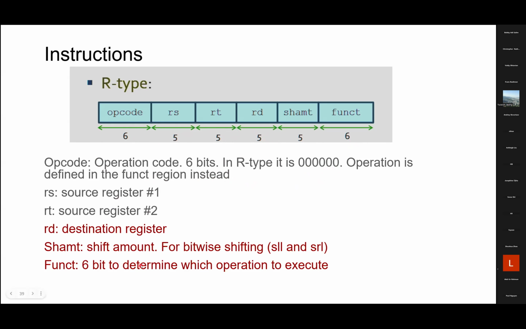The shift amount, the shamt, is for bitwise shifting, like shift left logical or shift right logical. And this 6-bit function is to determine which operation to execute.